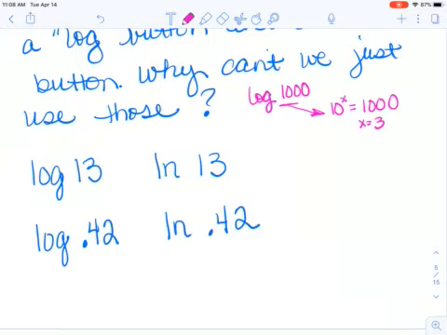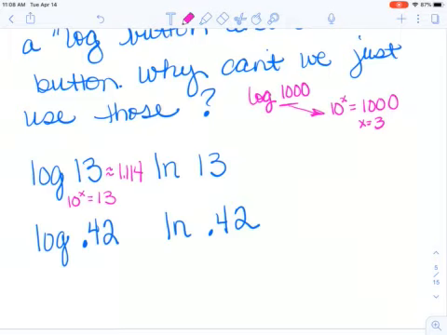But if I hit log 13, okay, this is base 10 to the x power is 13. Well, that one makes sense to do in my calculator. I know that this answer is going to be somewhere between 1 and 2. And I don't know exactly where it is. Okay, so I can do that on my calculator. And that is actually about equal to 1.114. There's some rounding in there.